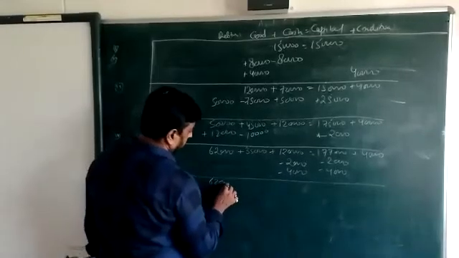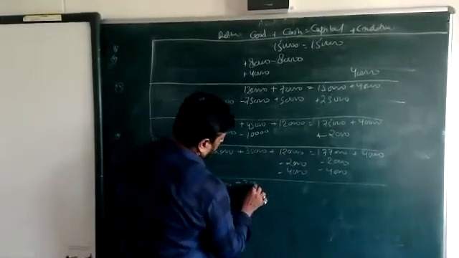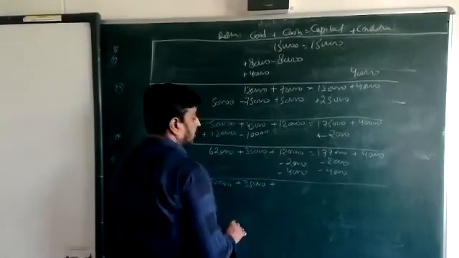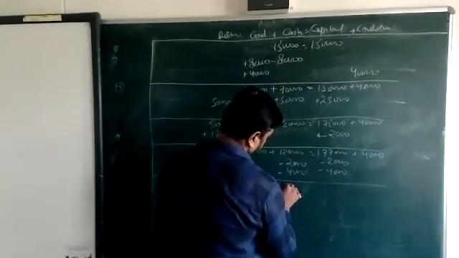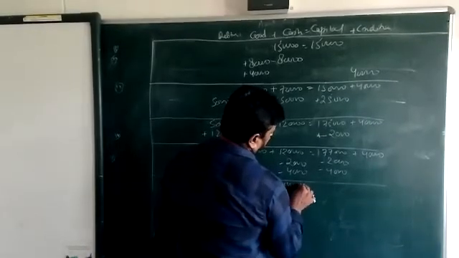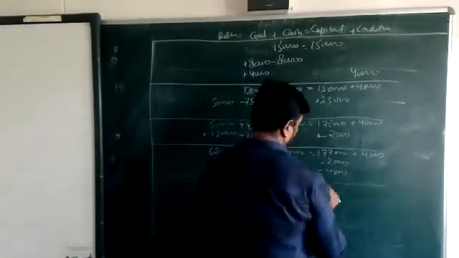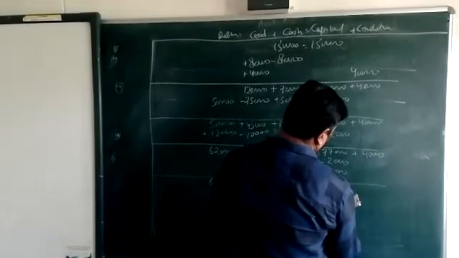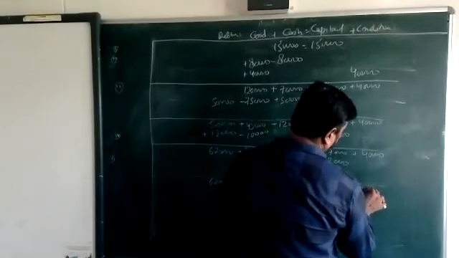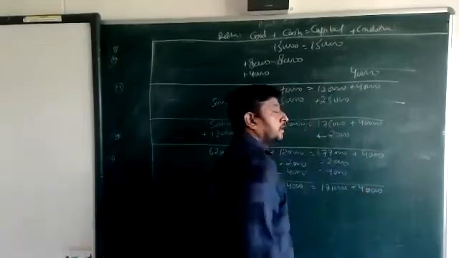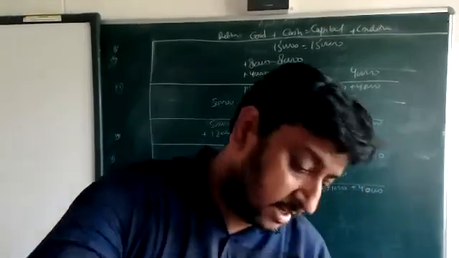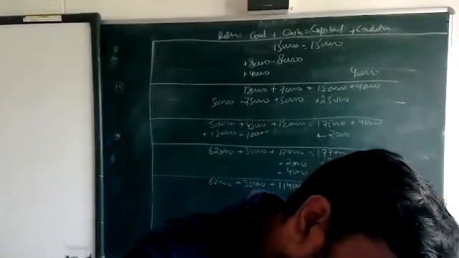Again, 62,000 debtor, 35,000 what? It's goods, 1,14,000 is cash, 1,71,000 is capital, and then 40,000 is creditors. Okay, clear? Go for loss.